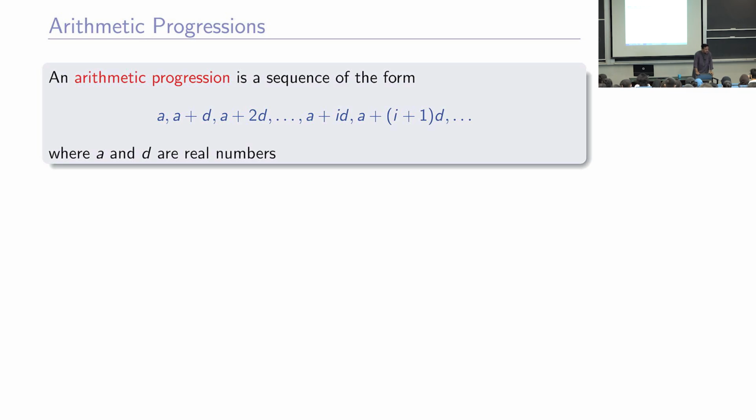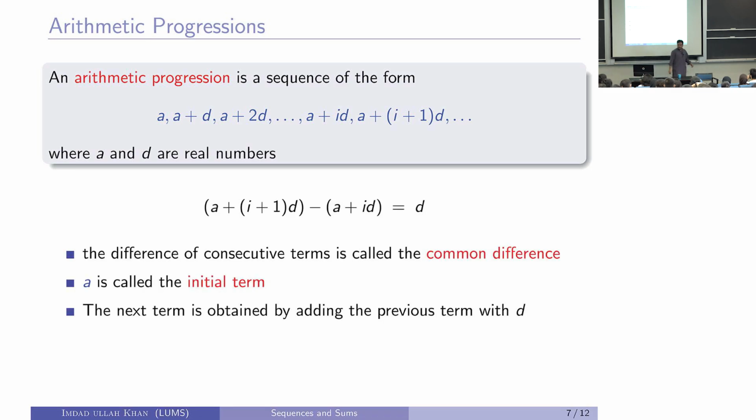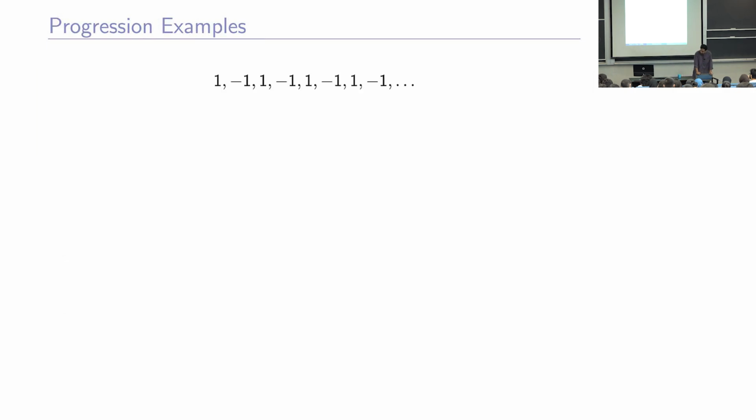Take the ith element of the progression and the i minus first element, take their difference, you will get d. Okay. So, a is called the initial term, d is called the common difference, the next term is obtained by adding d to the previous term. Okay. Is this a geometric progression or arithmetic progression or neither of them?